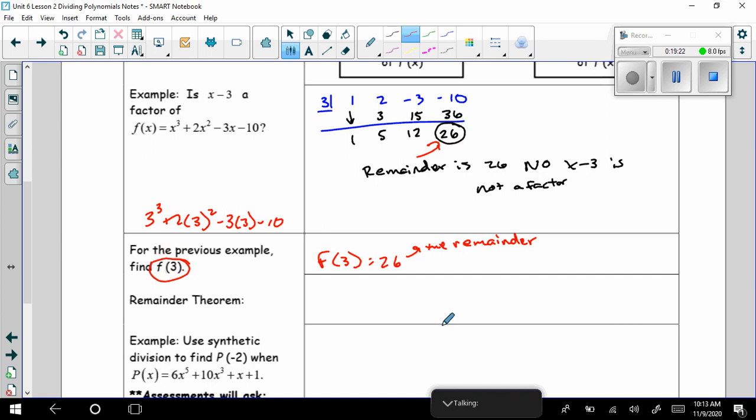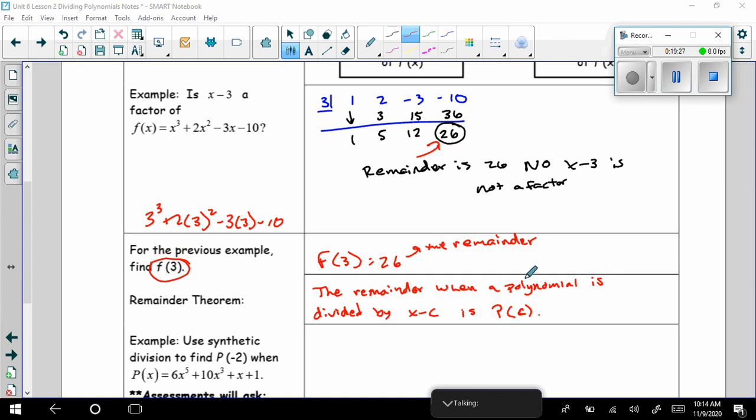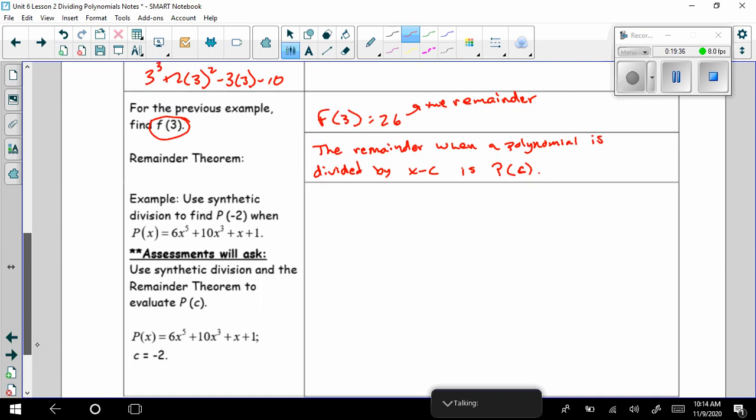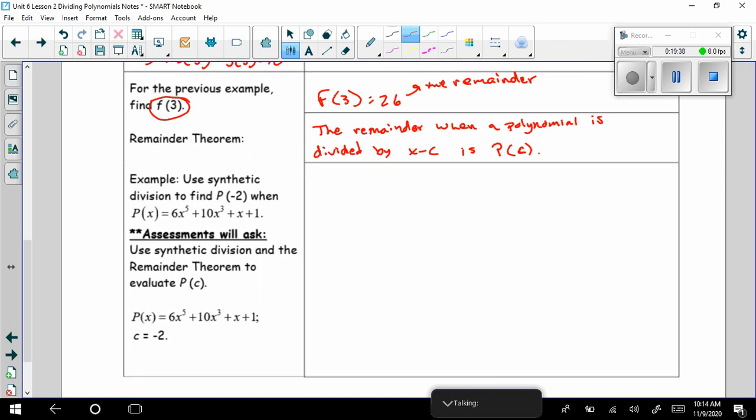So your remainder theorem just states that the remainder when a polynomial is divided by x minus a constant is the same as evaluating the function at that constant, which I think is kind of cool. But then you can use synthetic division to evaluate things instead of plugging in every single time, which is sometimes helpful depending on what you're plugging in. It might say use the synthetic division and the remainder theorem to evaluate, it's asking the same thing.